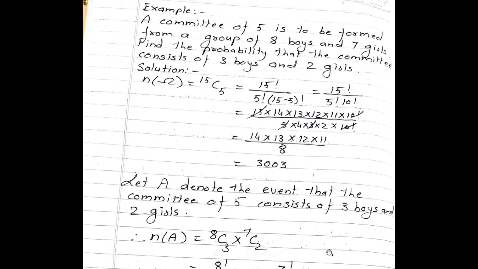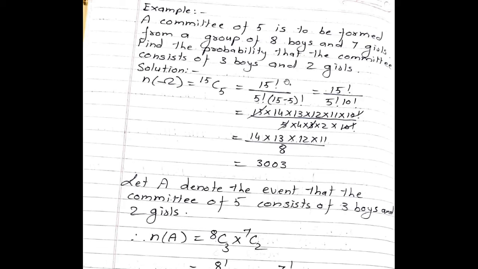Next example. A committee of 5 is to be formed from a group of 8 boys and 7 girls. Find the probability that the committee consists of 3 boys and 2 girls. See the solution. There are total 15 people available, 8 boys and 7 girls. We have to select any 5. So n of omega is equal to 15C5.